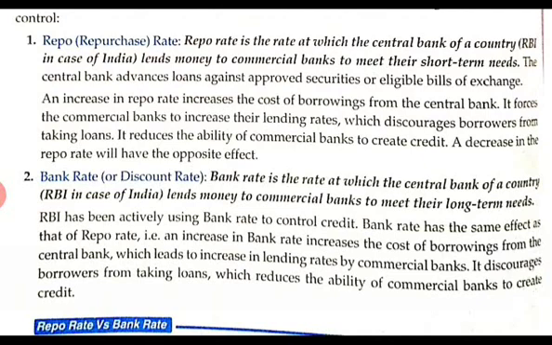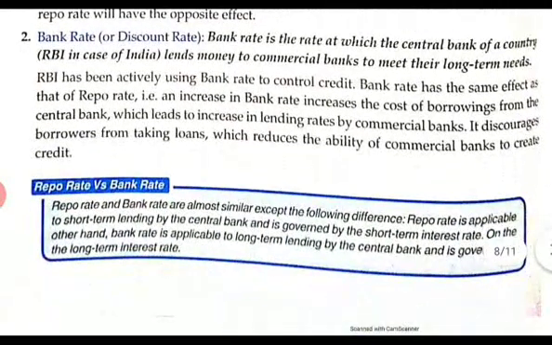When there is a decrease in money supply, the bank rate will decrease. So when there is a decrease in the money supply, the central bank will reduce the bank rate. So it becomes cheaper for the commercial bank to take the loan from the central bank. In this way, the commercial bank will lower its rate, so the public can borrow from the commercial bank.